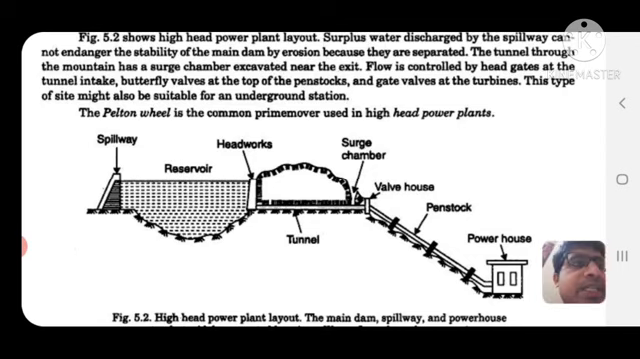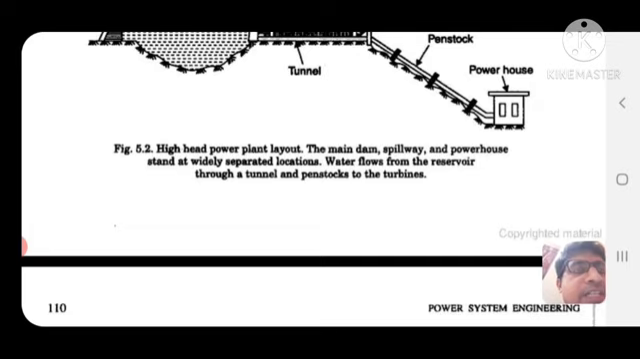The Pelton wheel is the common prime mover used in high head power plants. Spillway, reservoir, headworks, surge chamber, valve house, penstock, and powerhouse. In the high head power plant layout, the main dam, spillway, and powerhouse stand at widely separated locations. Water flows from the reservoir through a tunnel and penstock to the turbine.